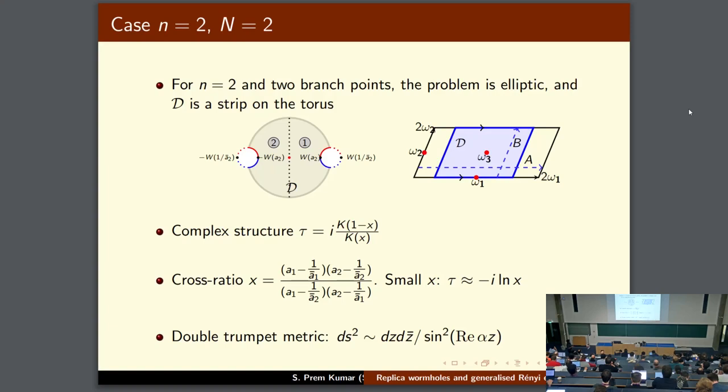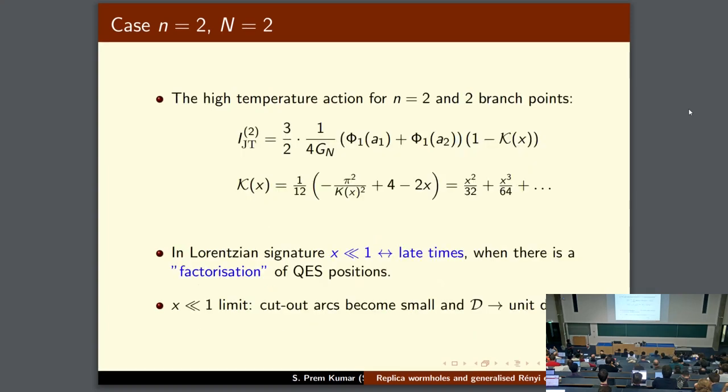So in the example where you have 2 branch points, and precisely where the replica number is 2 and you have 2 quantum extremal surfaces, it turns out the problem is elliptic, and you can show that this fundamental domain here is actually a strip on the torus. You can do a lot more. You can find the metric on this. You can show that this metric on this surface corresponds to the double trumpet metric. So it's the trivial wormhole with 2 boundaries. And you can compute the replica action exactly in terms of some complete elliptic functions.